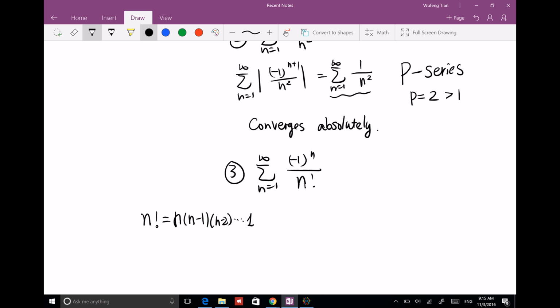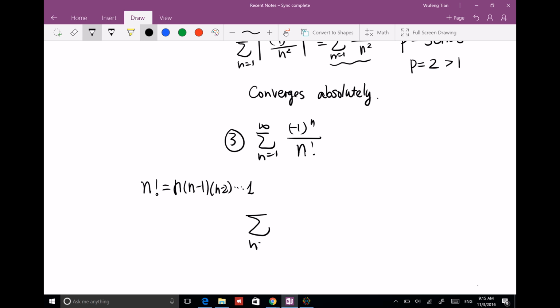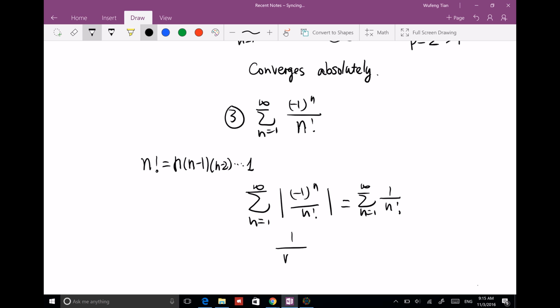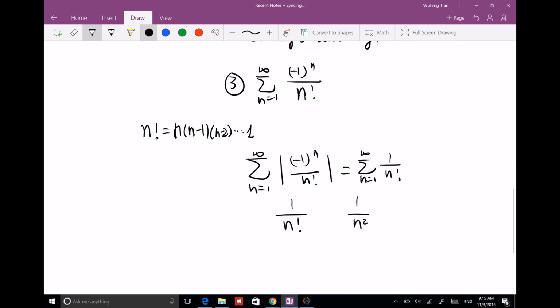Alright, so what do we have? We can add absolute value, sum n from 1 to infinity, negative 1 to power n over n factorial. This equals the sum n from 1 to infinity of 1 over n factorial. Okay, so we can compare 1 over n factorial and 1 over n squared. Common sense tells you which one is bigger and which one is smaller.